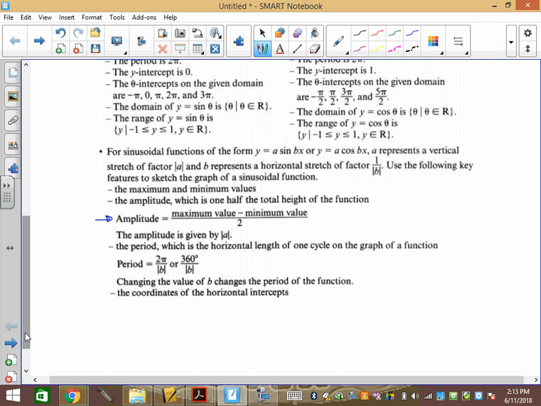What's your amplitude always? Positive. Amplitude is always positive. Amplitude is a distance, so it has to be positive. The amplitude is given by the absolute value of A.